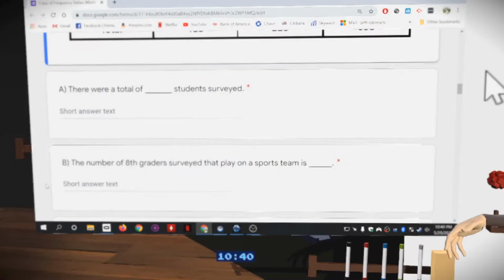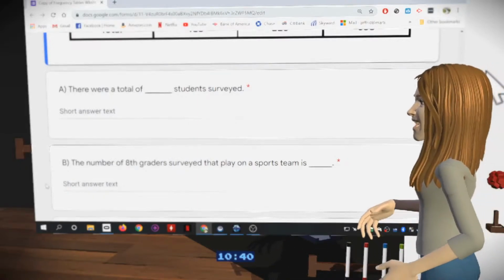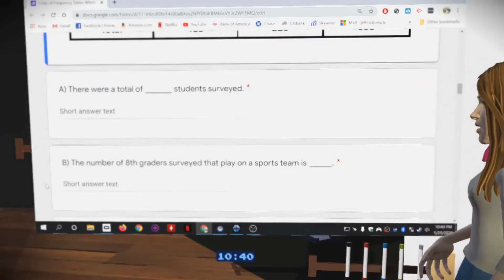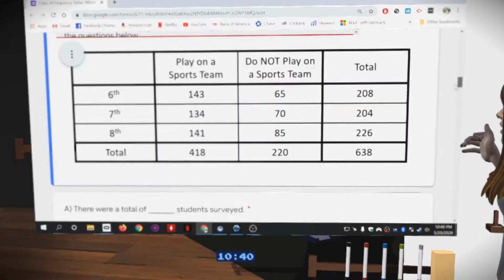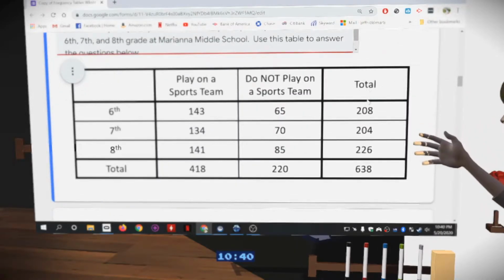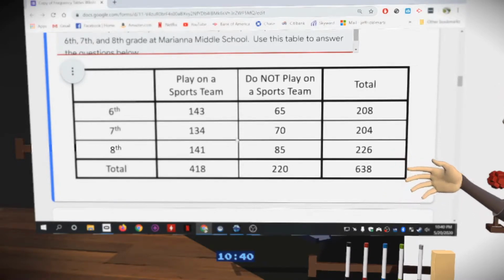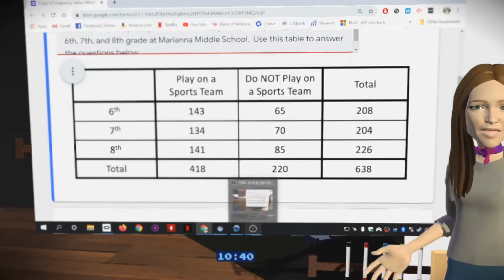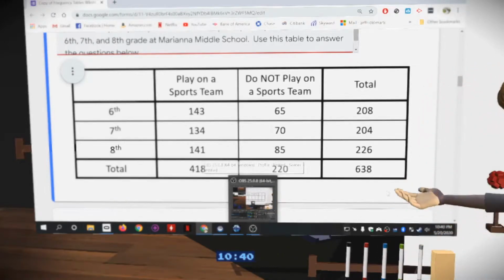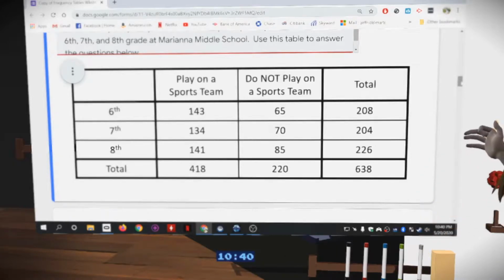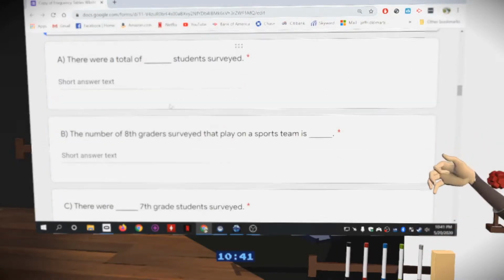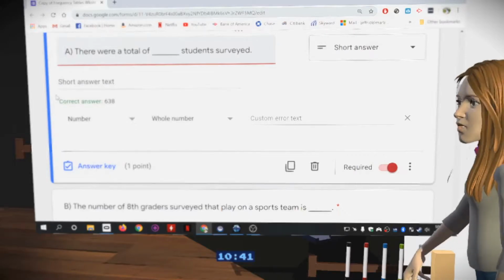The first question asks, how many total students were surveyed? If you go up here, you can easily see the total column for teams and the total column for grades. And here in the corner it says 638. So that answer should definitely be 638.